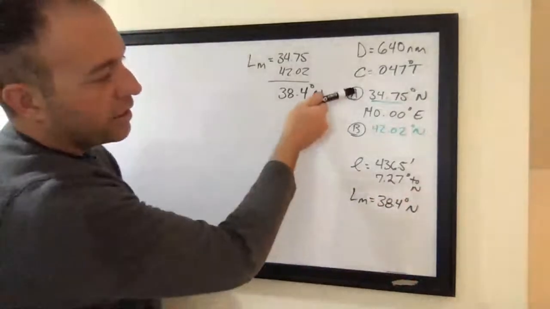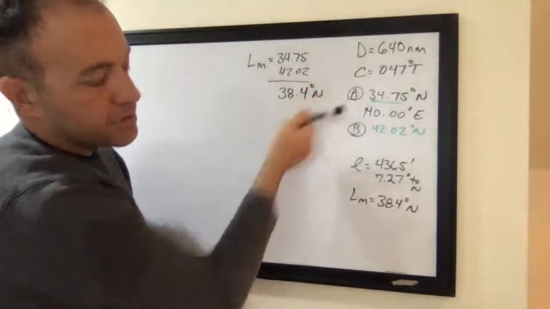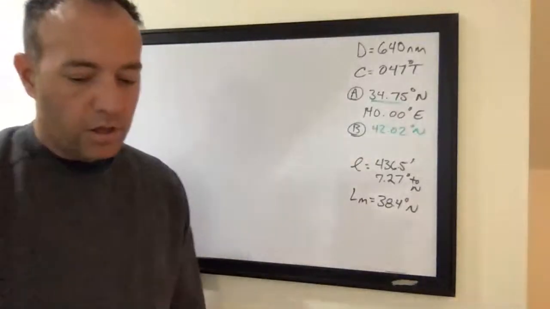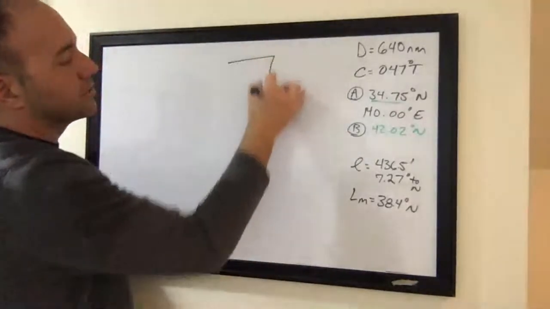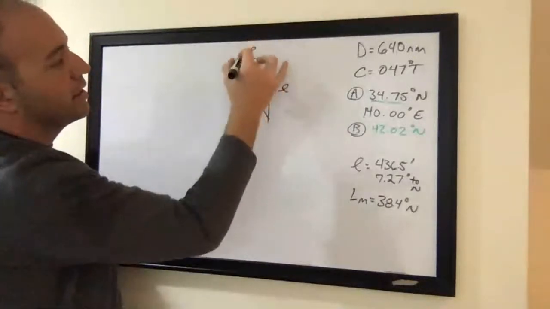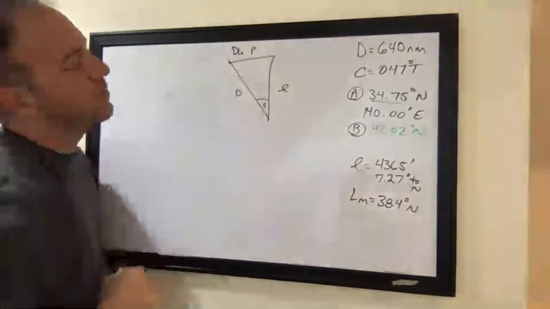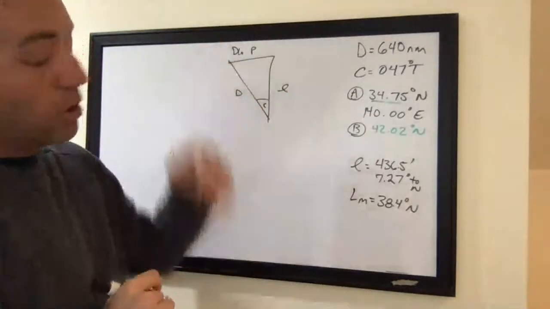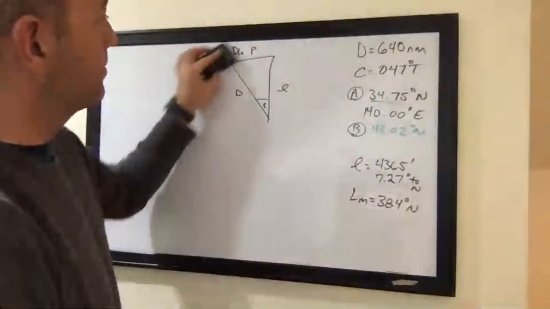Just as a double check, right? Should be halfway between these two, which it is. So that's good. All right, what other things in that triangle, right? Here's the triangle, C, D, L, P. And remember, D low was up there as well. So we've got that, we've got that, we've got our mid latitude. Why don't we go after our departure then?